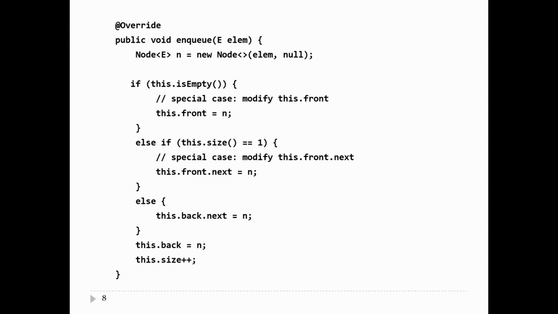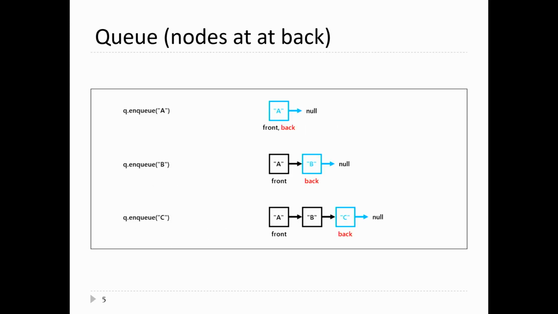Okay, so what about enqueue? Let's go back to the picture. In enqueue, I'm going to make a new node. I'll make the new node B. I need to hook the front node to point to the new node, and then I need to adjust back so that it points at the new node.